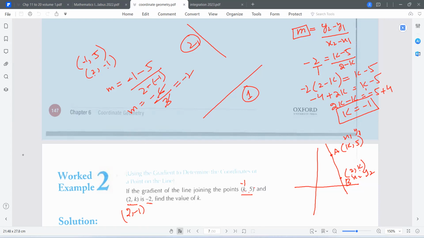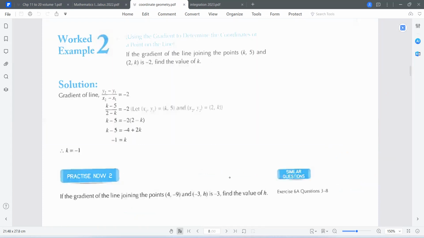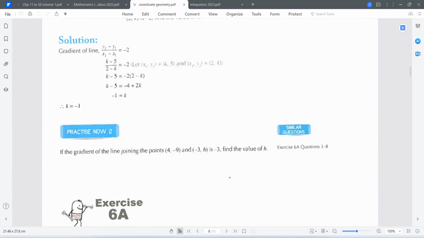Yes, students, do you understand these things? Hello? Yes, sir. Hopefully. Do hard work, inshallah, you will easily get a better score.